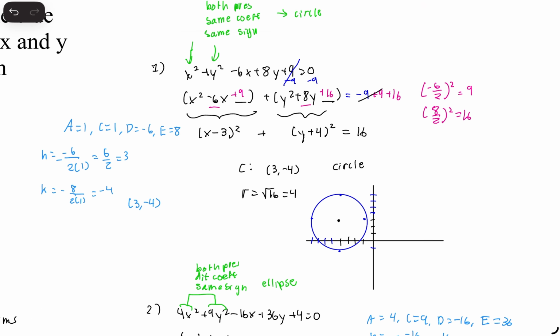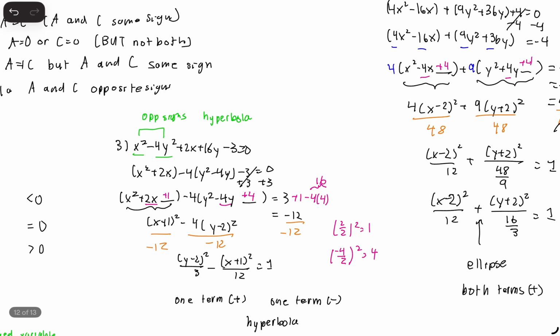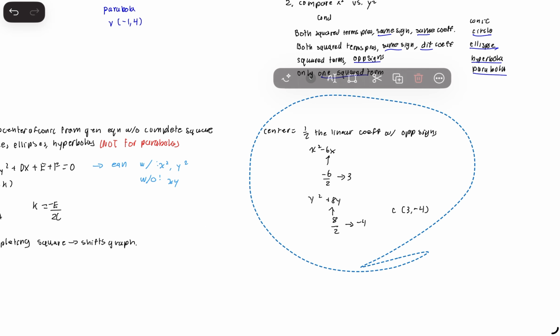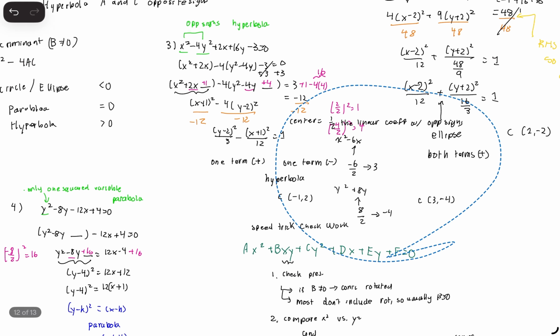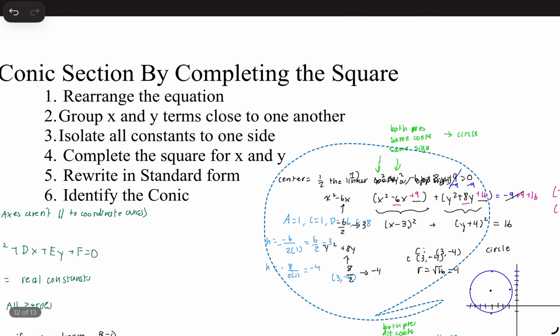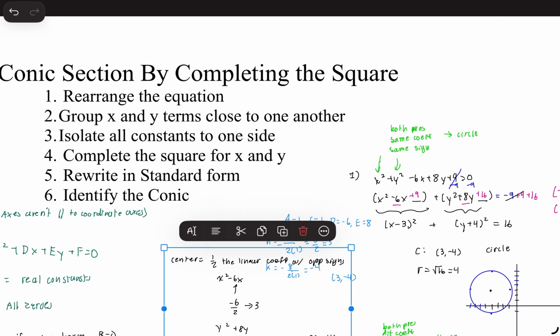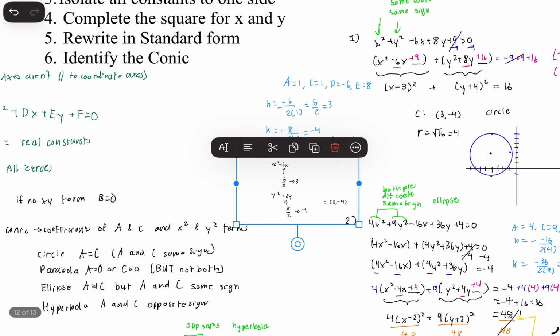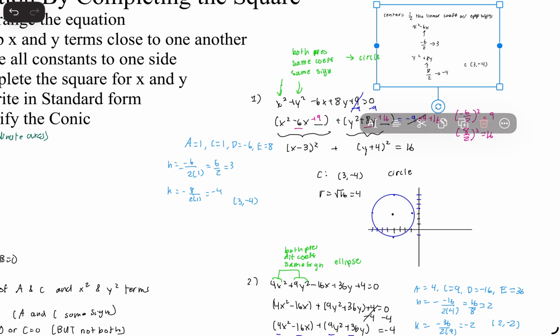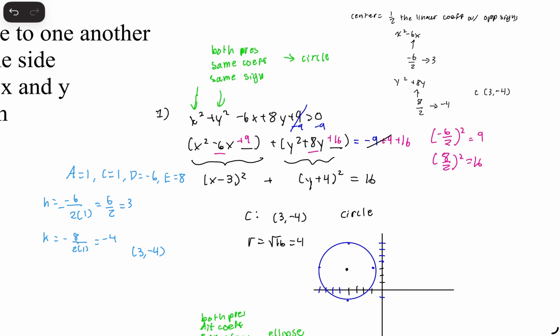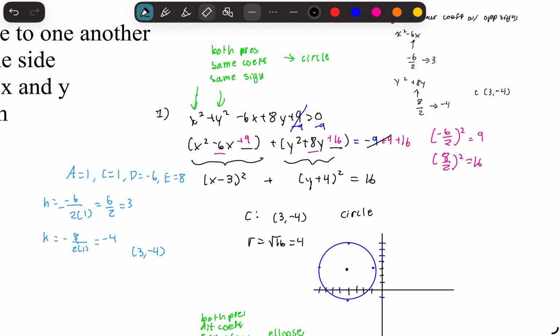Negative 4, like in this. So let's actually bring that up there. So this first component is the x squared minus 6x, and then the y squared plus 8y is the y squared plus 8y, and that's how we got our answer.